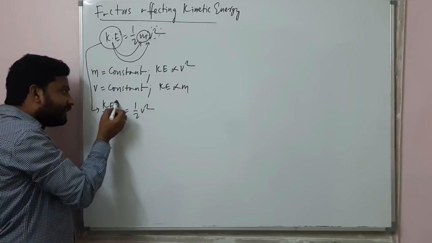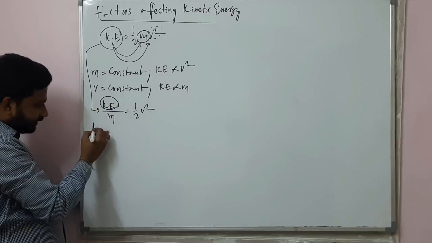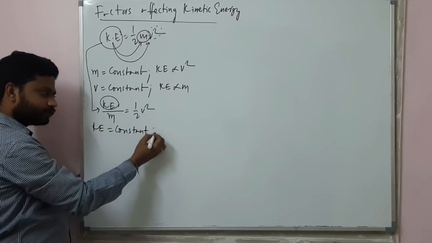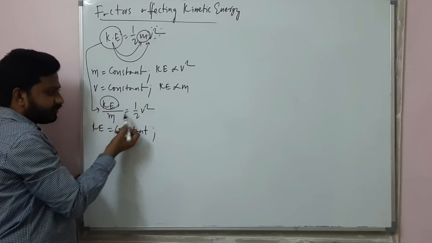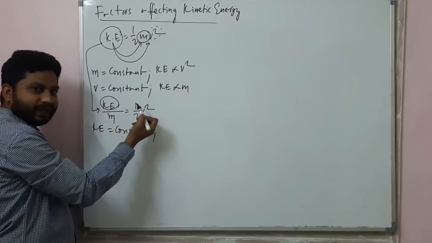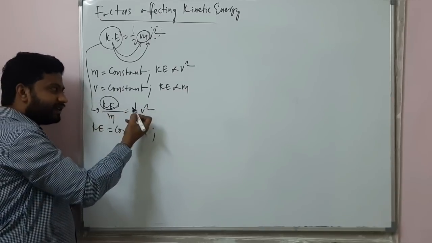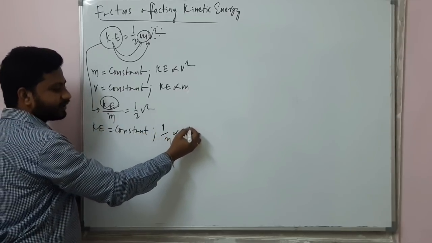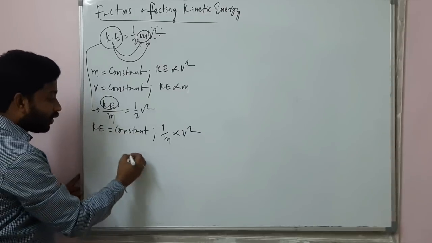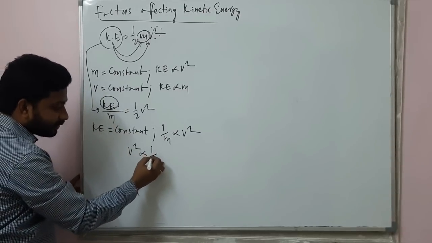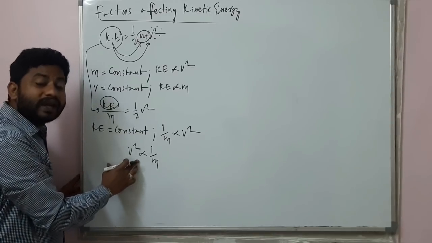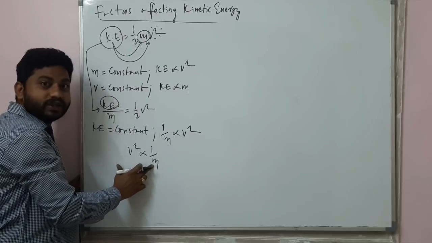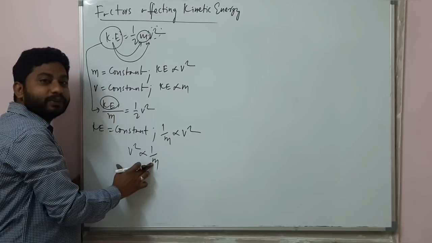Now, if kinetic energy is constant, what happens, you know? Then there is a relation between this mass and v square. So what is that relation? When this is constant, I can write 1 by m is directly proportional to v square, or v square is directly proportional to 1 by m. This can also be termed as v square is inversely proportional to mass. What is that? V square is inversely proportional to mass.